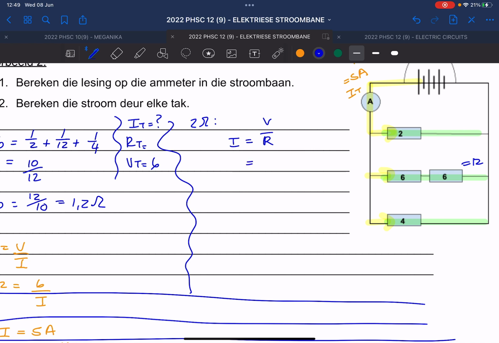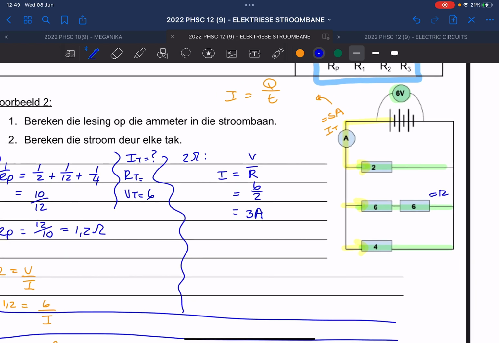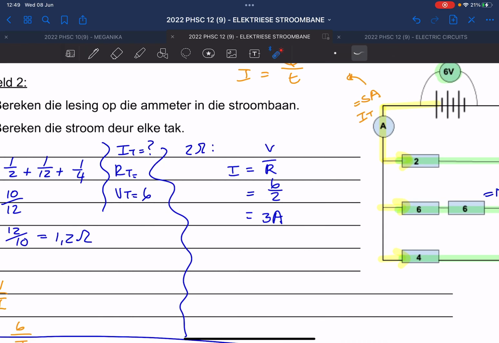Unati. For the 2 ohm branch, what is the volts? 6. And the resistance? It's a trick question. 2. Okay, so like we predicted, of the 5 amperes, 3 amperes goes through here. 3 ampere gaan daardeur. So die grootste chunk, 60%, gaan L kies.